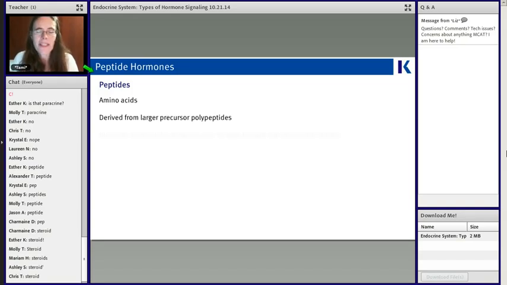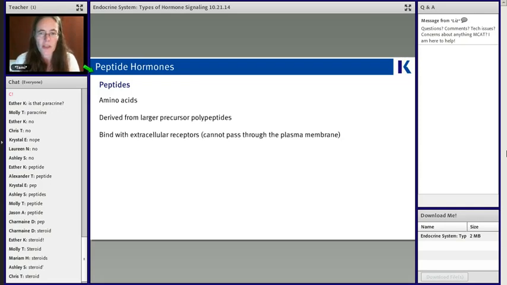Then I look at this and I know that this is going to bind to extracellular receptors because it can't pass through that hydrophobic core. This is not surprising to us. We all know that when we're looking at peptide hormones, they're going to not be able to cross that phospholipid bilayer. Now, this is important. They have a fast onset and they're short acting. So let's talk about why they have a fast onset.